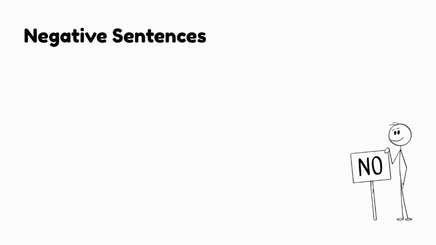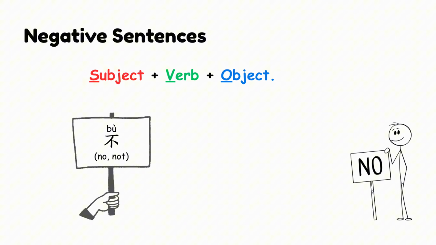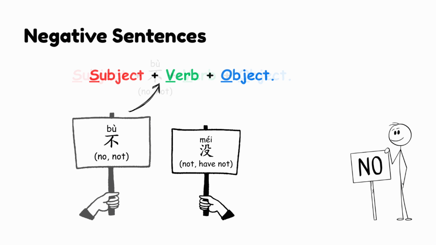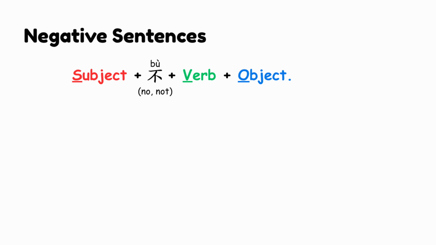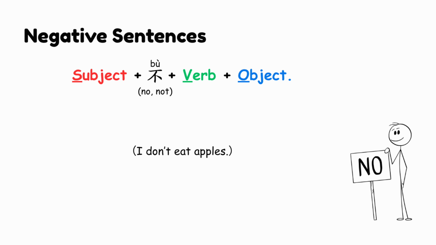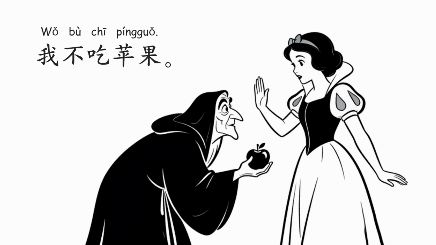But what if you want to make a negative sentence? These are also easy. Just add 不 or sometimes 没 before the verb and you're done. So I don't eat apples becomes 我不吃苹果. 我不吃苹果. Problem solved.